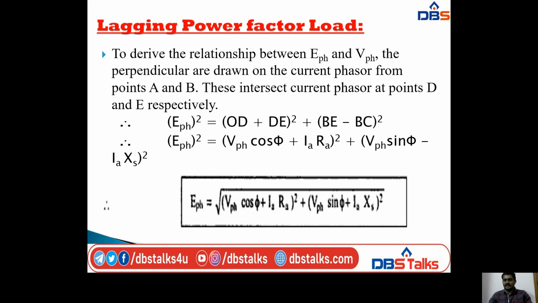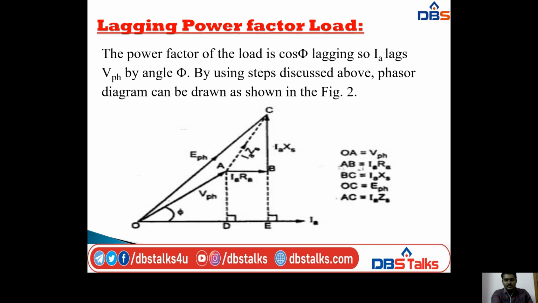Okay, so from the Pythagoras theorem I am taking E phase whole square is equal to (OD plus DE) whole square plus (BE minus BC) whole square. So from this one I am writing E phase whole square is equal to OD, which is V phase cos phi. So this line OD. You already know OA is equal to V phase. The angle, that is the power factor cos phi, gives OD is equal to V phase cos phi.